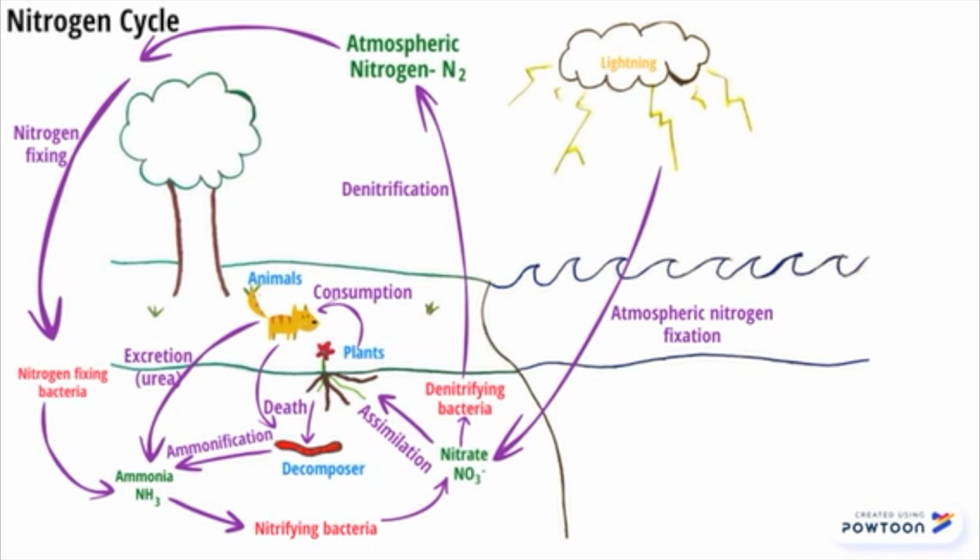Well, Gia, lightning is also a part of the nitrogen cycle because it converts nitrogen gas in the atmosphere into nitrate through the process of atmospheric nitrogen fixation. This nitrate can then undergo assimilation or denitrification.